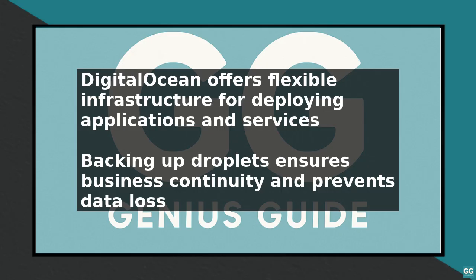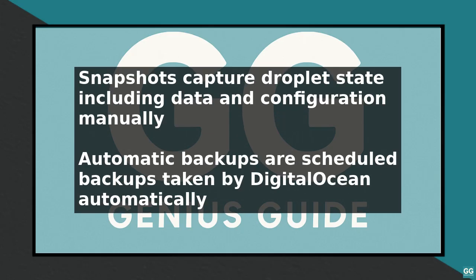or errors. To manage DigitalOcean Droplet backups, you need to understand the concept of snapshots and automatic backups. A snapshot is a manual backup of your droplet that captures its current state, including all data and configuration. Automatic backups, on the other hand, are scheduled backups that DigitalOcean takes automatically for your droplet.